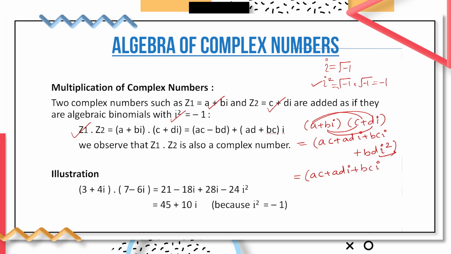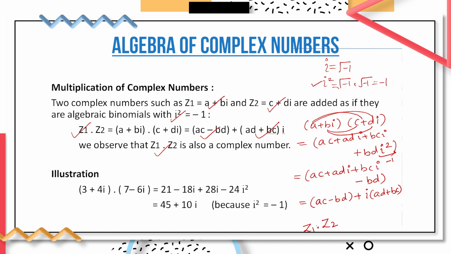Now, i squared is minus 1, so this will turn to minus of bd. Solving, separating the real and imaginary parts, you will get ac minus bd plus i times (ad plus bc), which is this expression. So that means this is how you are supposed to perform the multiplication of two complex numbers and get the expression Z1 into Z2.